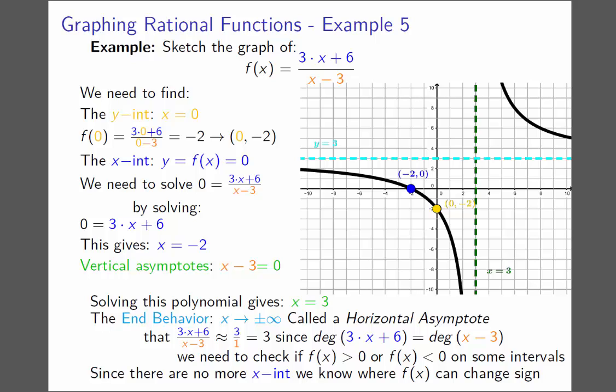So using this information, we now have the graph of f of x equals 3x plus 6 over x minus 3.